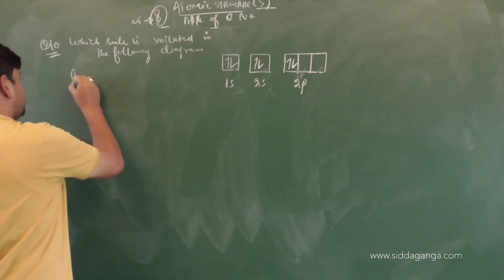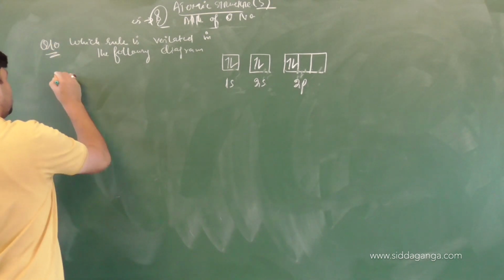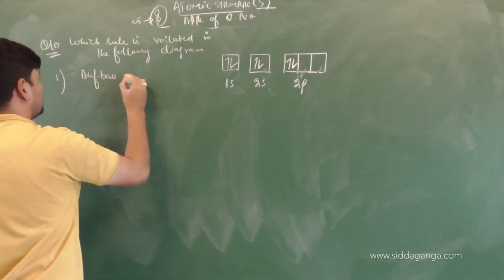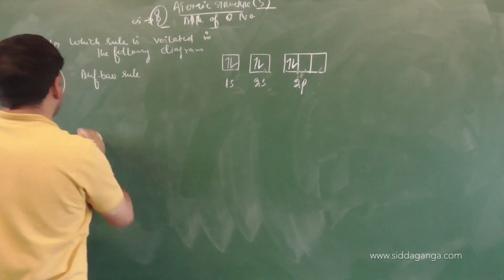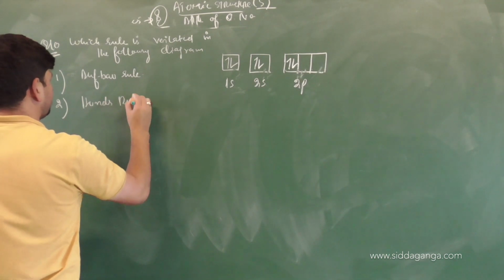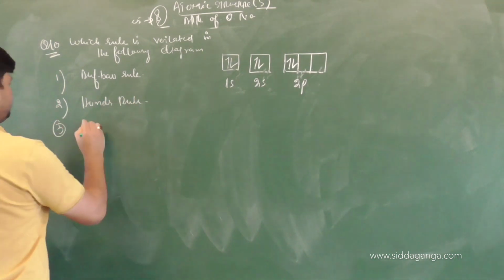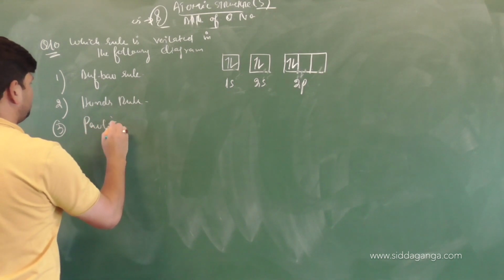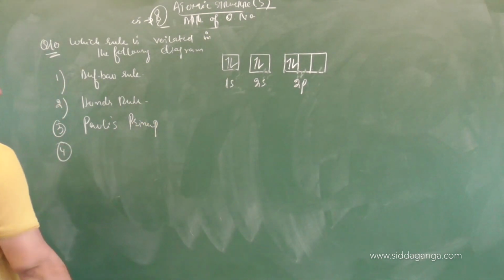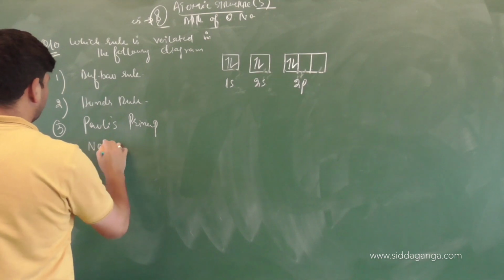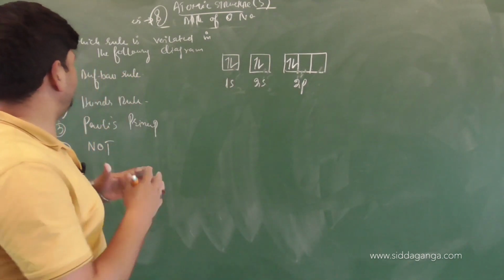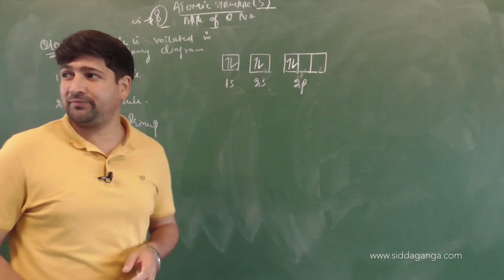So options are, option 1 is above rule. Second option is Hund's rule. Third option is Pauli's principle. And fourth option is none of these. So in this case, which one do you think is violated? Which of the configurations have been violated here in the given diagram?